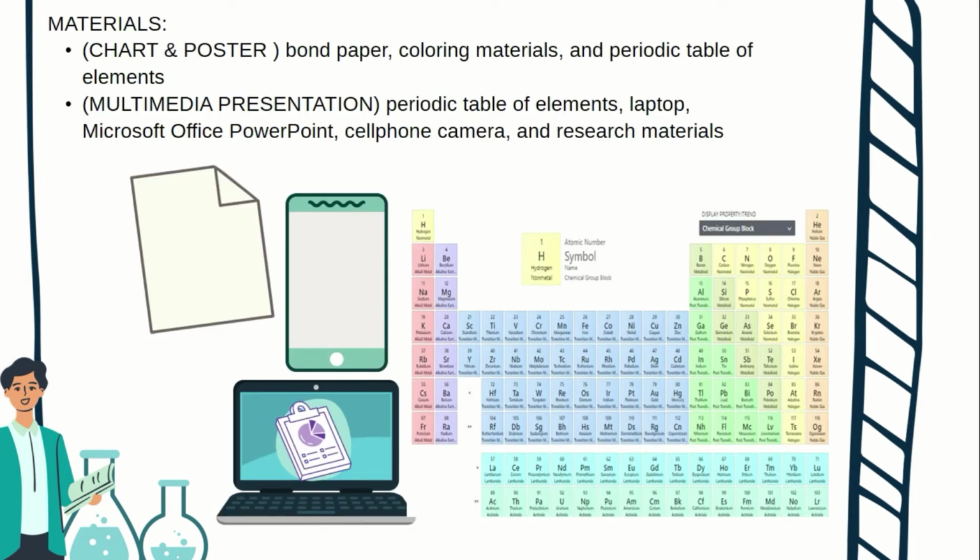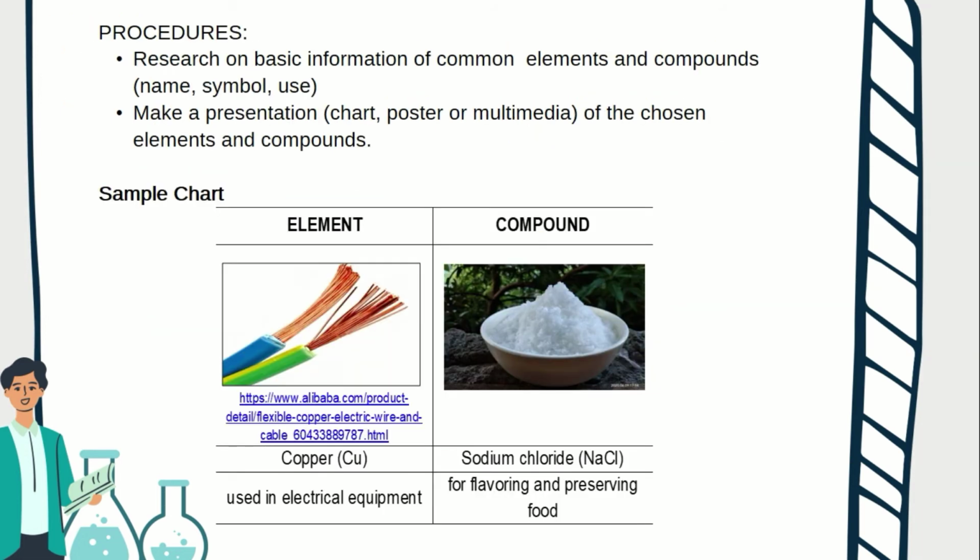Materials. For chart and poster, you will be needing bond paper, coloring materials, and periodic table of elements. For multimedia presentation, you'll be needing periodic table of elements, laptop, Microsoft Office PowerPoint, cell phone camera, and research materials. Procedure. Research on basic information of common elements and compounds. Make a presentation of either chart, poster, or multimedia of the chosen elements and compounds.